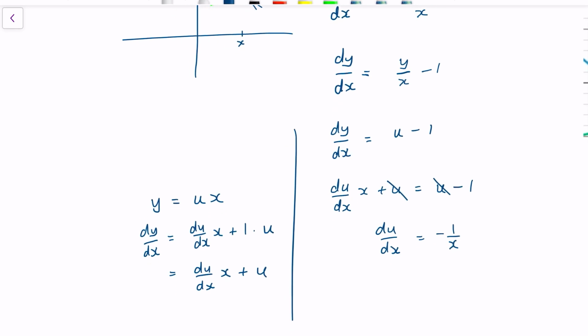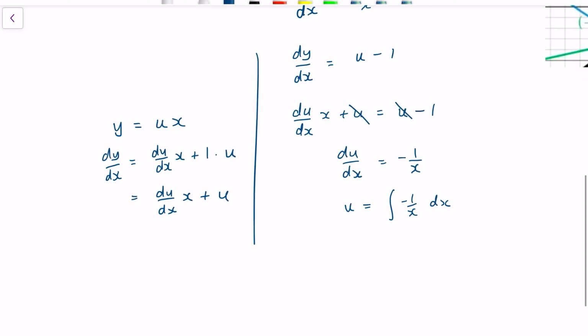And we don't need to separate that, we can just anti-diff it. U is the integral of minus 1 over x dx, and that's negative ln x, but also remember that u is equal to y over x, because we need to go back to the original variables. So y over x equals negative ln absolute value of x plus c.